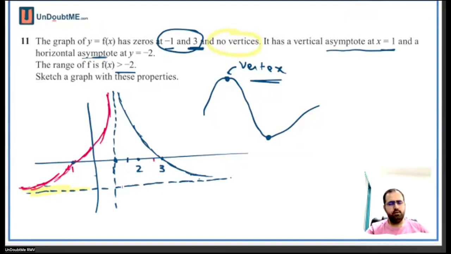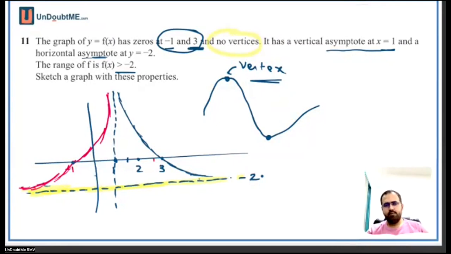Sir, the range of f is f(x) greater than -2. How does this translate into the graph, or is it included? It is included, no? This horizontal line which we have shown is showing that the graph is just above that line. Oh, above, okay, I get it now. Greater than -2. It cannot go below the line. Yes, sir. True.